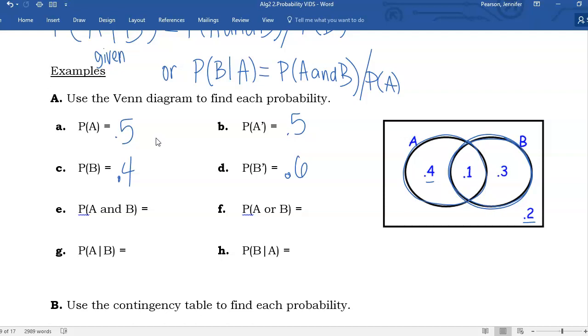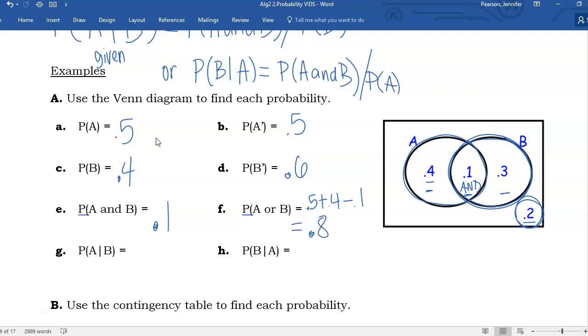Letter E, the probability of A and B. Remember, our and is in the middle here, so our probability of A and B is 0.1. And now we have the probability of A or B. There are 3 ways to get that answer. We can use our formula from our addition rule: A plus B minus A and B. That would look like 0.5 plus 0.4 minus 0.1. We could also add our 3 regions inside, or 1 minus our region outside. Either way, we get 0.8. Now, all of that we've already done before. None of that was new.